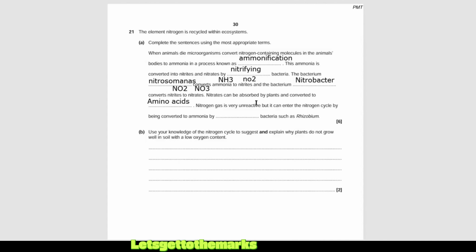So nitrogen gas is very unreactive. That's the N2. It's got a triple covalent bond, but it can enter the nitrogen cycle by being converted into ammonia by bacteria such as rhizobium. So rhizobium, you find these in leguminous plants. They're found in the root nodules. Any idea what they are? They're called nitrogen fixers. So being converted to ammonia by bacteria such as rhizobium, and these are nitrogen fixing bacteria.